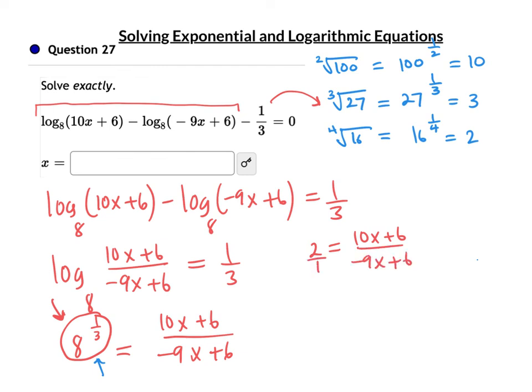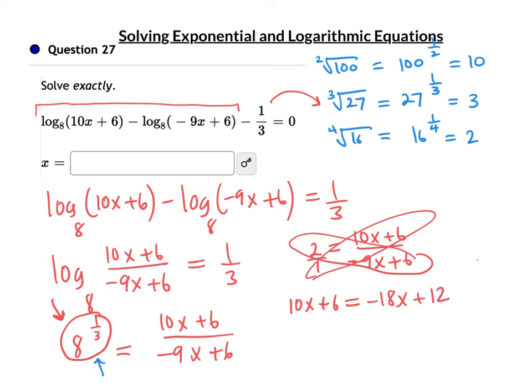Let's put that over 1 and cross multiply. 1 times 10x plus 6 is 10x plus 6. And 2 times, don't forget that was a negative, 2 times negative 9x plus 6. I'm going to distribute right now. I'm going to take 2 to both. It's negative 18x plus 12. Let's add 18x to both sides. I'm going to move that 18x over there. That's going to be 28x plus 6 equals 12.